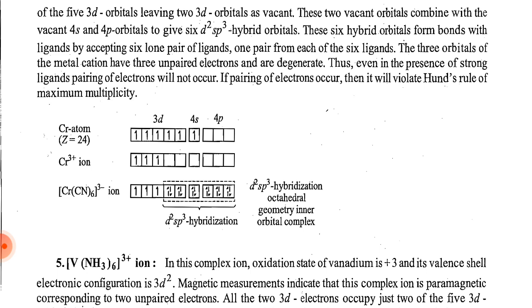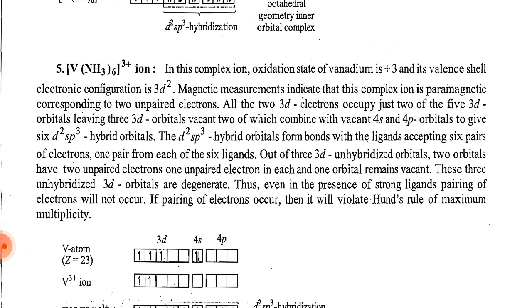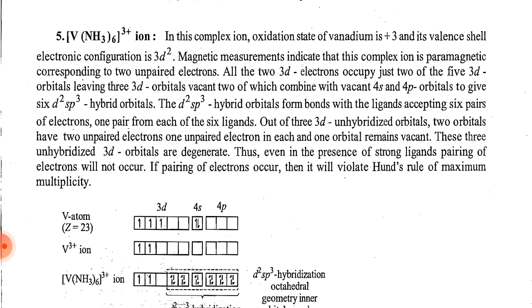d2sp3 hybridization, octahedral geometry, inner orbital complex. Here Cr(CN)6 3- shows octahedral geometry, an inner orbital complex with d2sp3 hybridization. Fifth is the vanadium [V(NH3)6] 3+ ion. In this complex ion, the oxidation state of vanadium is +3 and its valence shell electronic configuration is 3d2. Magnetic measurement indicates that this complex ion is paramagnetic, corresponding to 2 unpaired electrons.